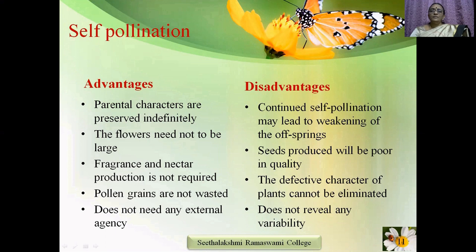When a particular crop is continuously self-pollinated, it may lead to weakening of the offspring, and the seeds produced will be of poor quality. The defective characters of plants cannot be eliminated, and it will not reveal any variability because it is continuously self-bred.